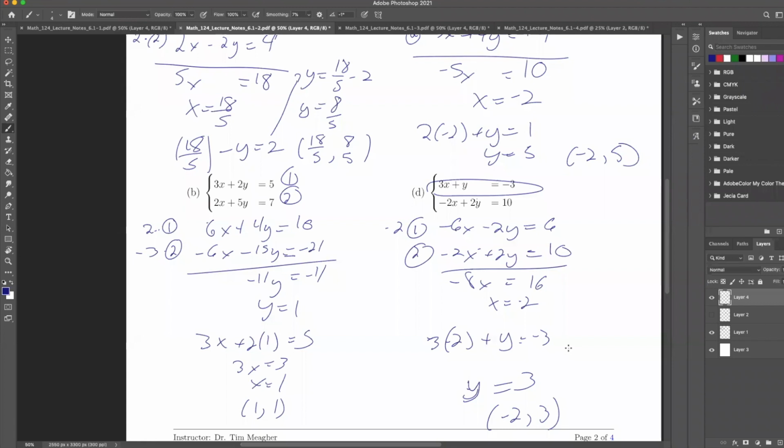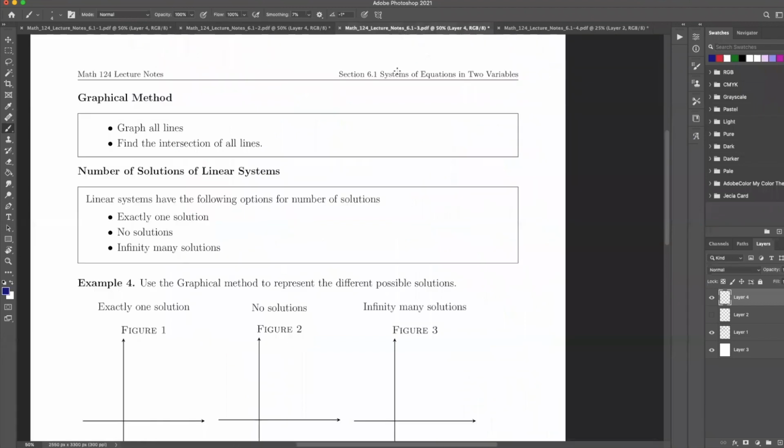Okay. All right, so let's talk about the graphing method. Here the graphical method will graph all the lines and we find the intersection. I'll show this in a second. Let me finish this page of notes and I'll open up Desmos and show you exactly how to do this.